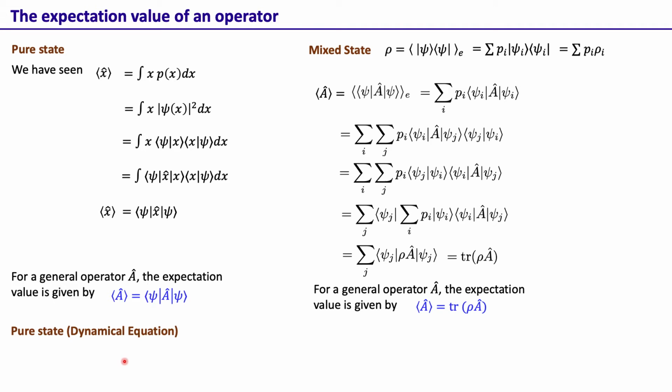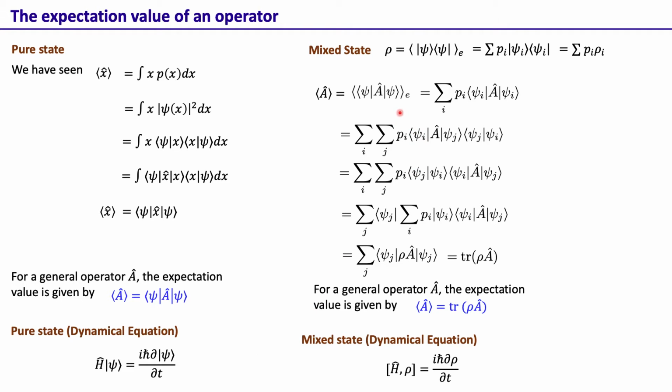Just to now conclude this pure versus mixed state discussion, when we have a pure state, the dynamical equation we have is the Schrodinger equation, H psi equal to i h bar del psi del t. But when we have a mixed state, we use the commutator of H and rho, that is equal to i h bar del rho del t. We won't be using much of this, but that's the connection. That's the equation one uses when one has the mixed state.